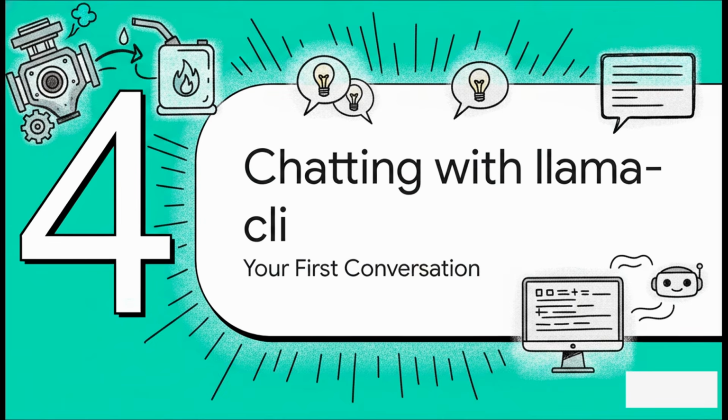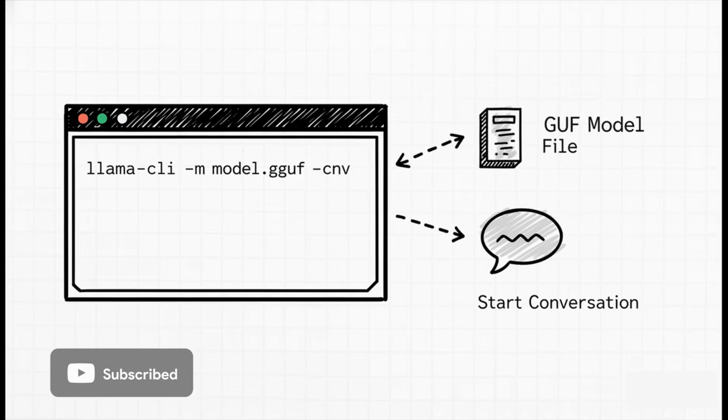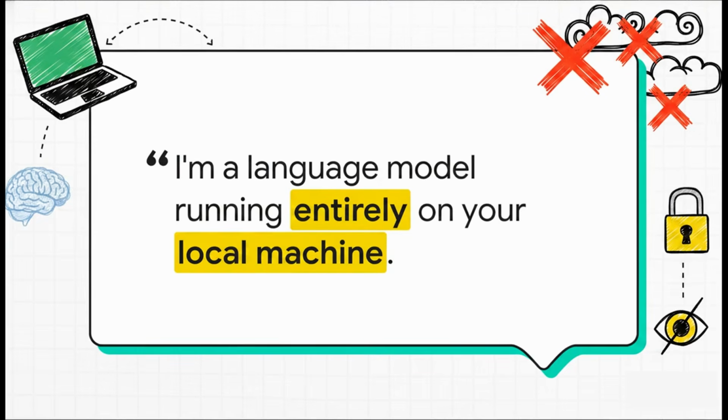All right, we have the engine, we have the fuel. Now it is time for the payoff. Let's start our very first conversation with an AI that is running 100% on our own machine. To do this, we're going to use a tool called llama-CLI. It's super simple. You just point it to the model file you just downloaded, that's the -m flag, and then you add -cnv to let it know you want to have a chat. And boom, just like that, you're talking to a powerful AI.